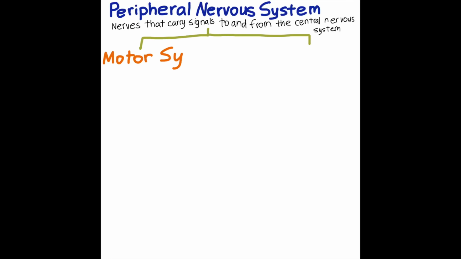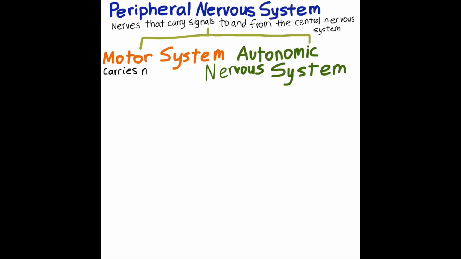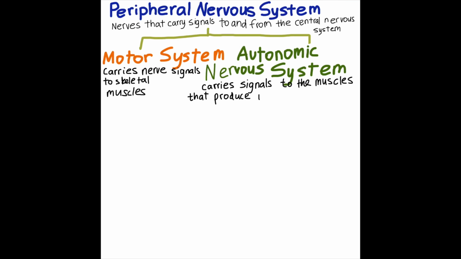There are two parts of the peripheral nervous system, the motor system and the autonomic nervous system. The motor system carries voluntary and involuntary nerve signals to and from skeletal muscles. The autonomic nervous system carries involuntary nerve signals that control smooth and cardiac muscle and various glands.